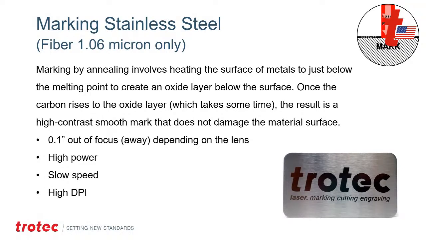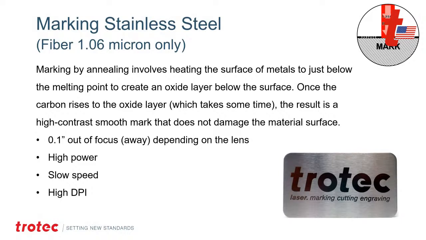And so what we do is we take the laser out of focus. This can be done on both the flatbed systems, like your Speedy series with a fiber laser, or the Galvo system. Both can do this process. The marking by annealing involves heating the surface of the metal just below the melting point, and what this does is create an oxide layer just below the surface.